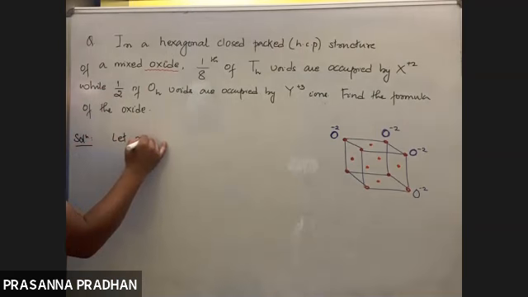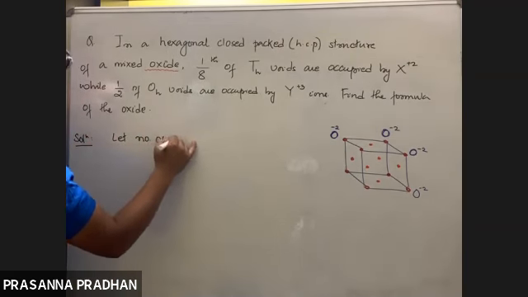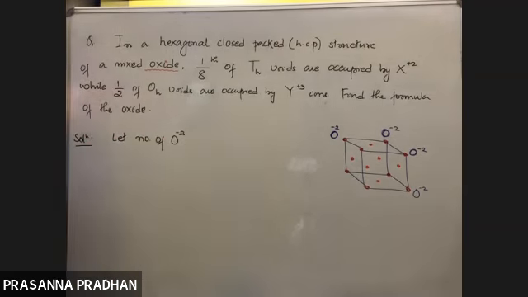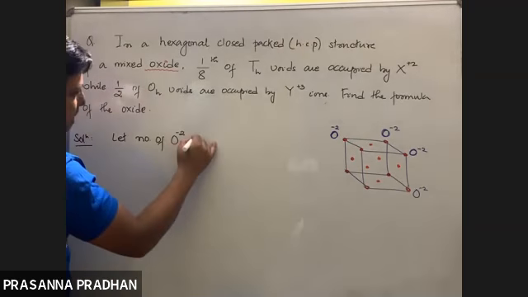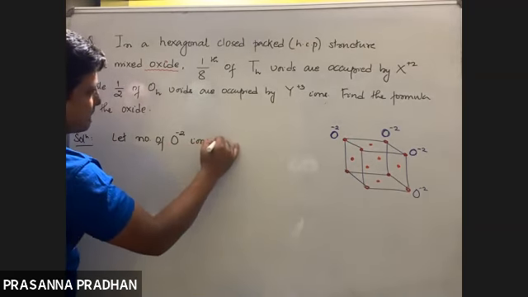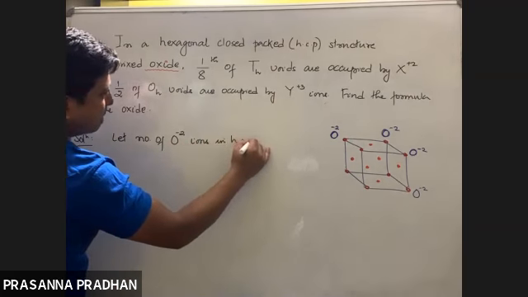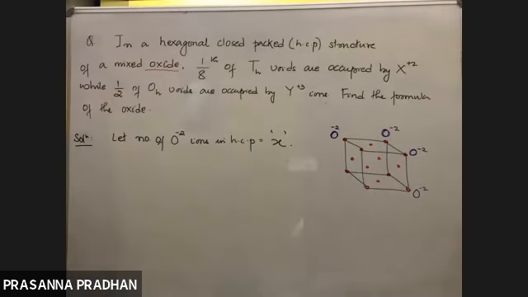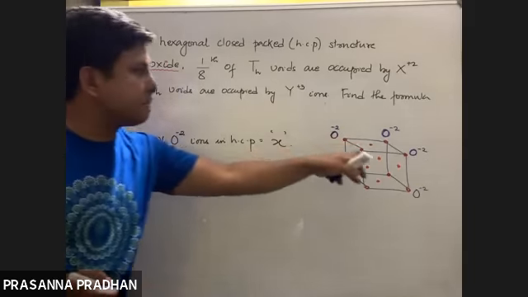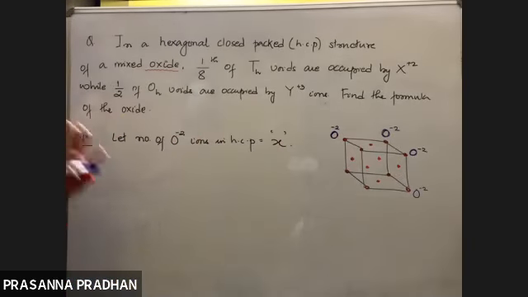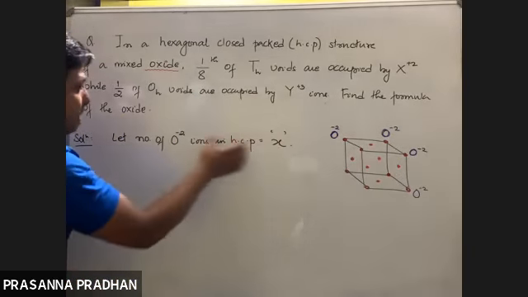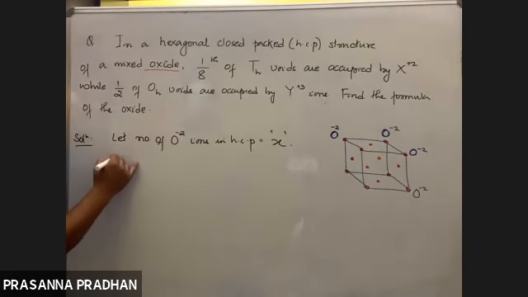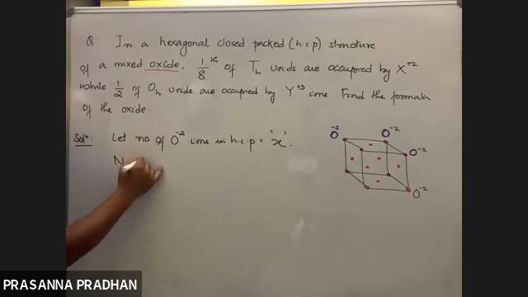Let the number of oxide ions, O2-, in the HCP arrangement be equal to X. I'm not bothered about the value of X; even if I knew it, I would write X. So oxide ions occupy the lattice points. Now if there are X number of oxide ions, what will be the number of tetrahedral voids?